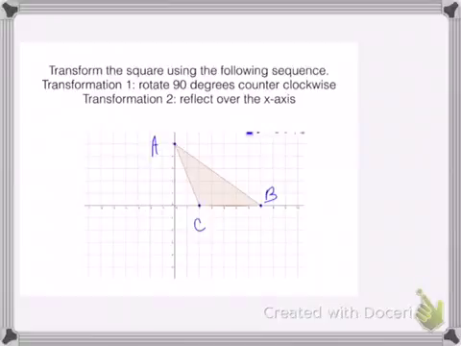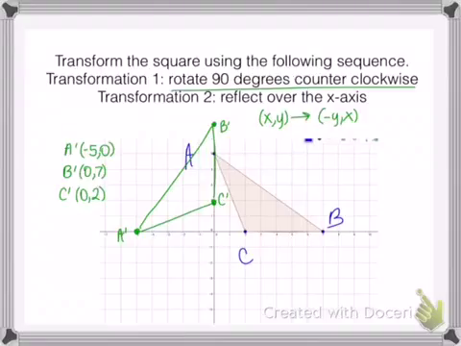Next question, it wants us to transform the square using the following sequence. The first transformation is rotate 90 degrees counterclockwise. I would get my flip book out and find out what the formula is for 90 degrees counterclockwise. So when I rotate 90 degrees counterclockwise, my rule was negative y comma x. Here were my coordinates that I got when I changed the sign of y and swapped the points.